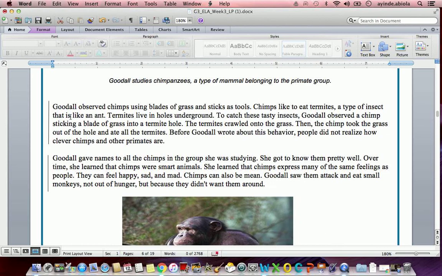So for this one, the first sentence really does capture what the rest of the paragraph is about. Is that chimps use blades of grass or sticks as tools. The rest of the paragraph just describes how they use the grass to catch and eat termites.